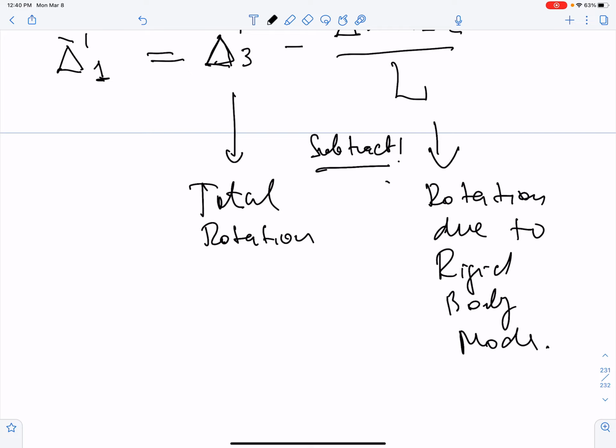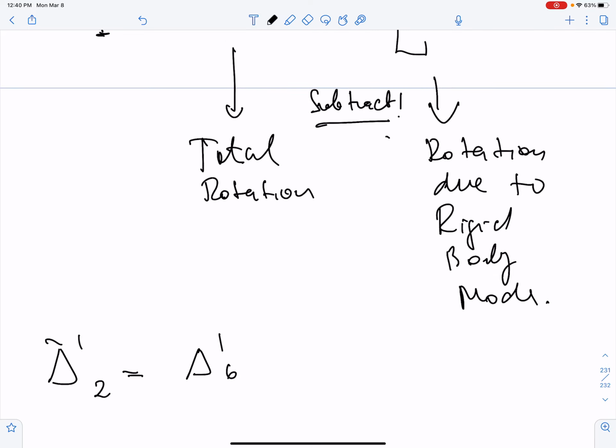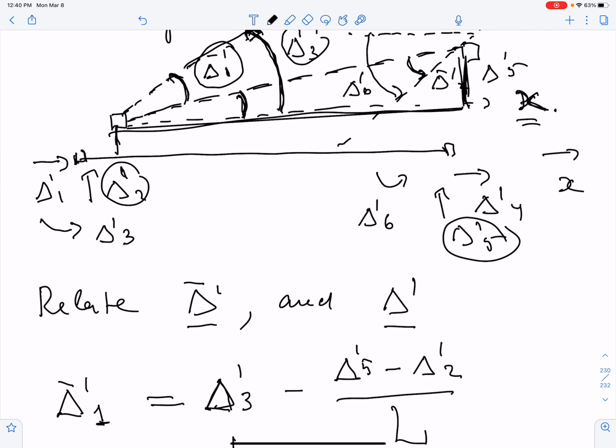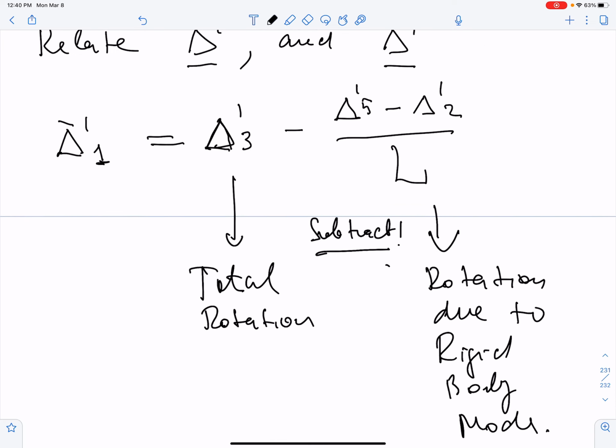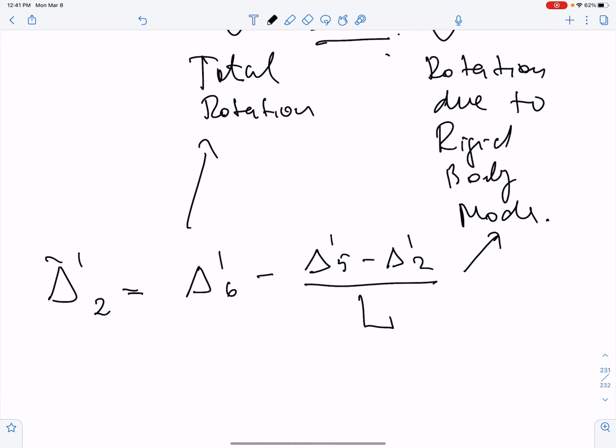Right, so the same analysis holds for delta over bar prime 2. We start with delta prime 6, which is the bigger rotation. And then it's interesting how the rigid body mode is the same. For node I, the rotation at both nodes is the same. It's the rotation of a straight section. So again, we subtract the same quantity, delta prime 5 minus delta prime 2, divided by L. And this gets the same interpretation. So this is our total rotation, and you subtract rotation due to the rigid body mode.